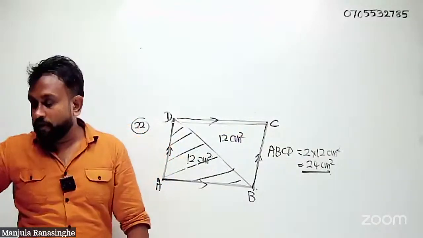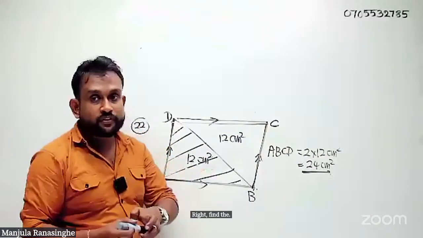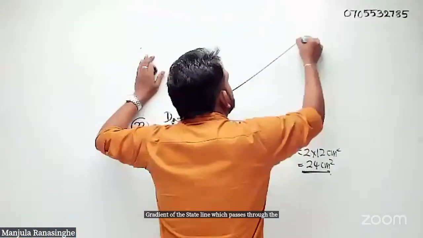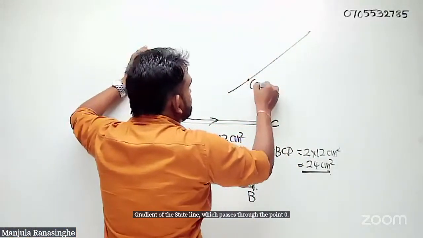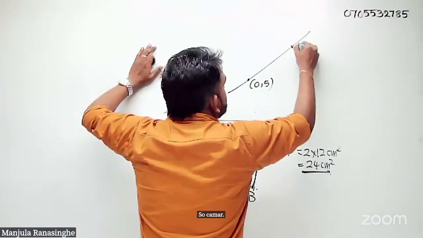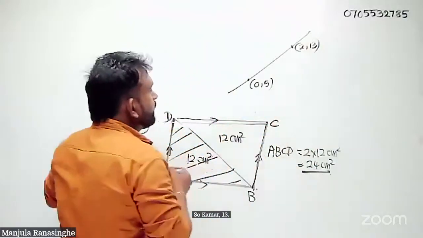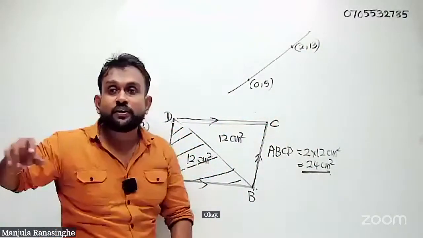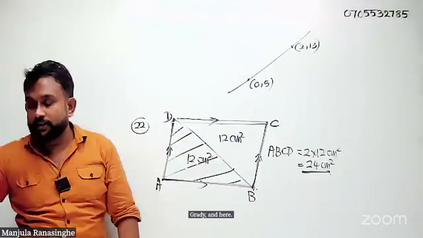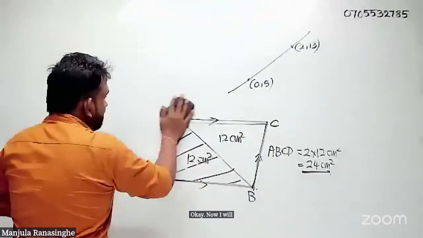Right. Find the gradient of the straight line which passes through the point 0, 5. There are 2 points: 0, 5 and the other point is 2, 13. Now they are asking to find the gradient here. Now I will show you how to find the gradient.